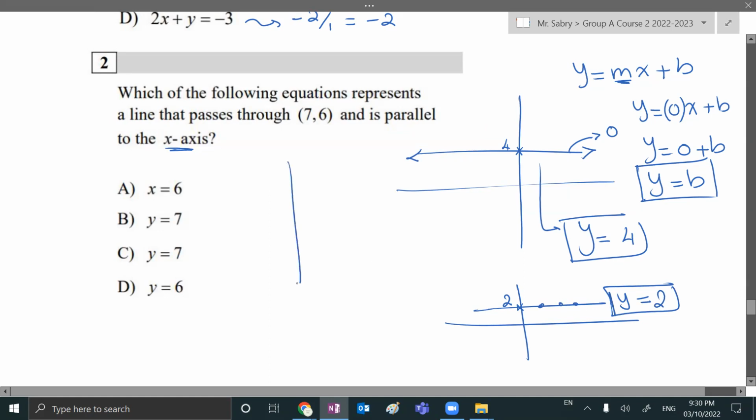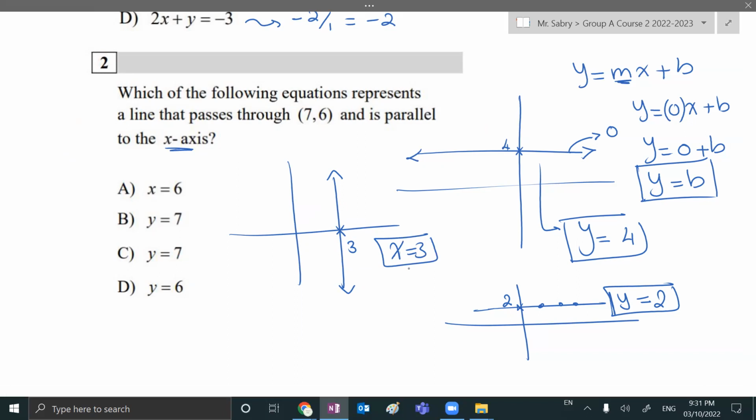While on the other hand, if we're talking about a line that's parallel to the y-axis, like this one, you check where it crosses on the x. Let's say it crosses the x at 3. What would be the equation of that line? It would be x equals 3, without any y's, without anything else. So my point is, if the line is parallel to the x-axis, then the equation will be y equals. If the line is parallel to the y-axis, then the equation would be x equals.